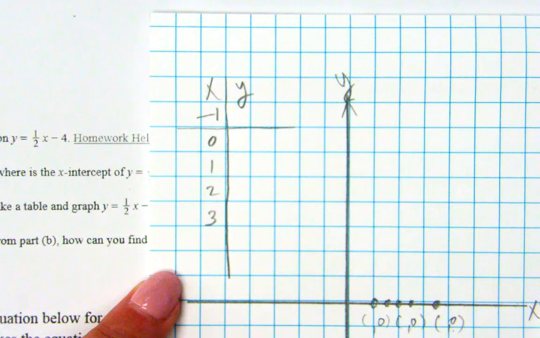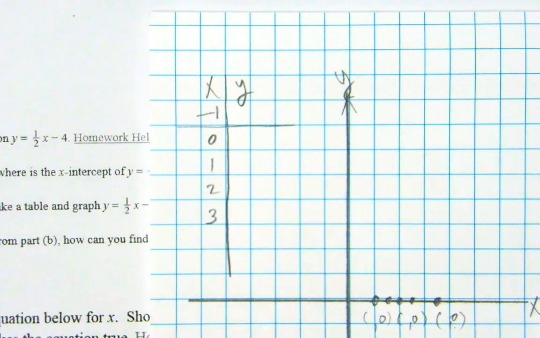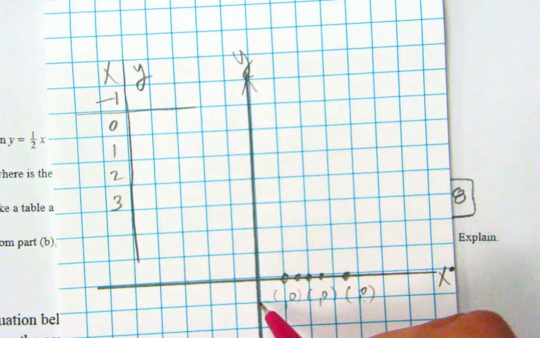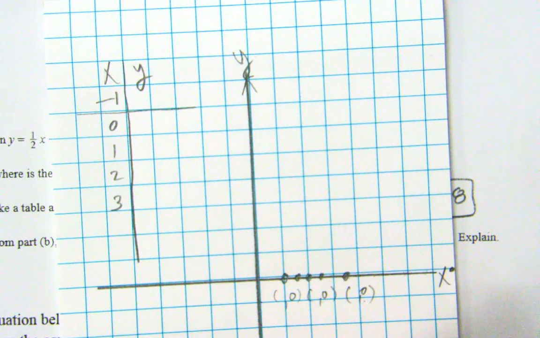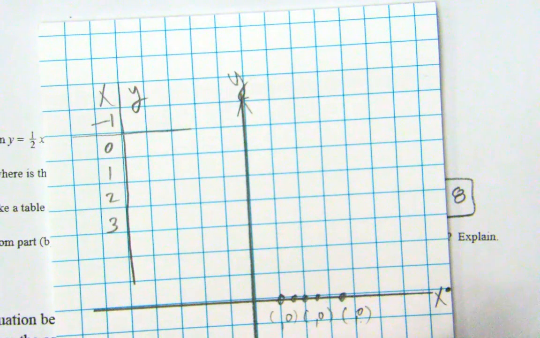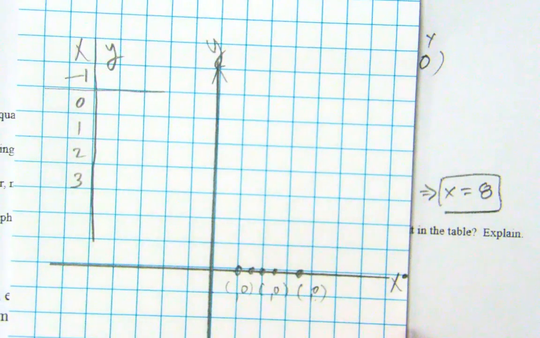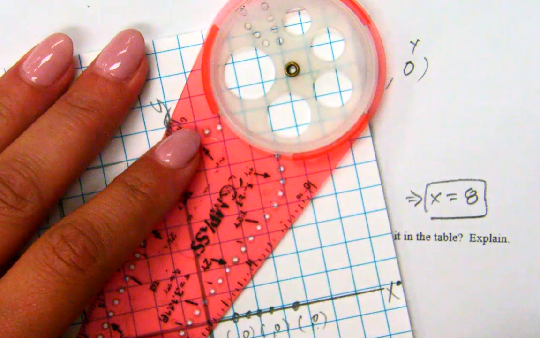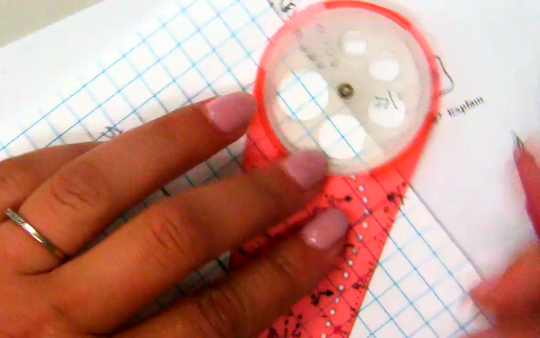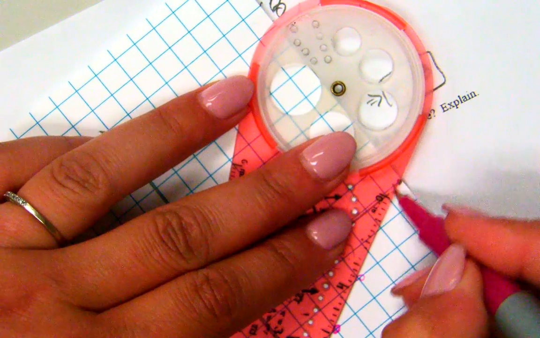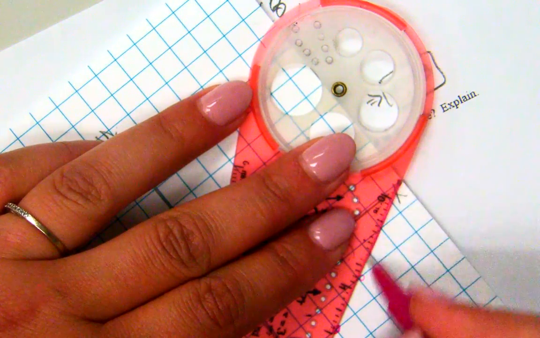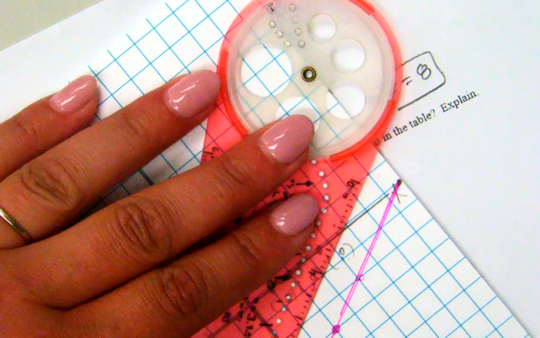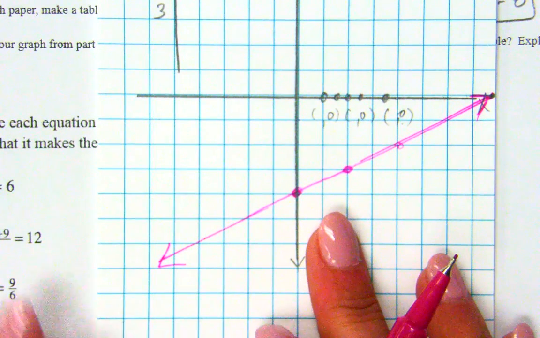Graphing-wise, it should look like this: start at -4, then go up 1 over 2, and again 1 over 2, 1 over 2. It should look like this when you finish your line. There you go. It should look something like that.